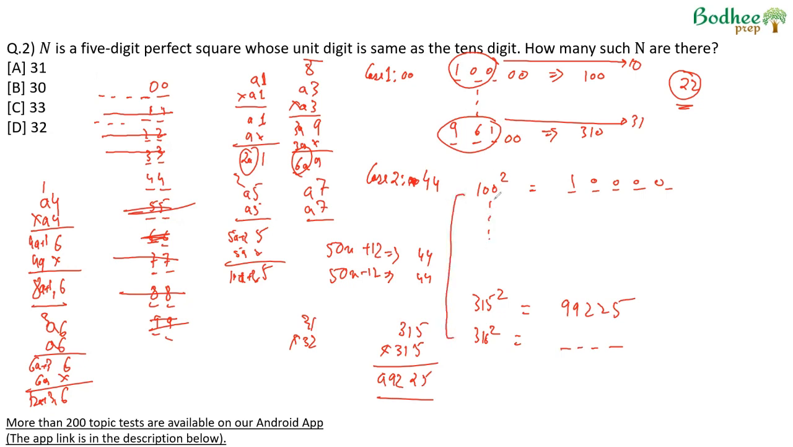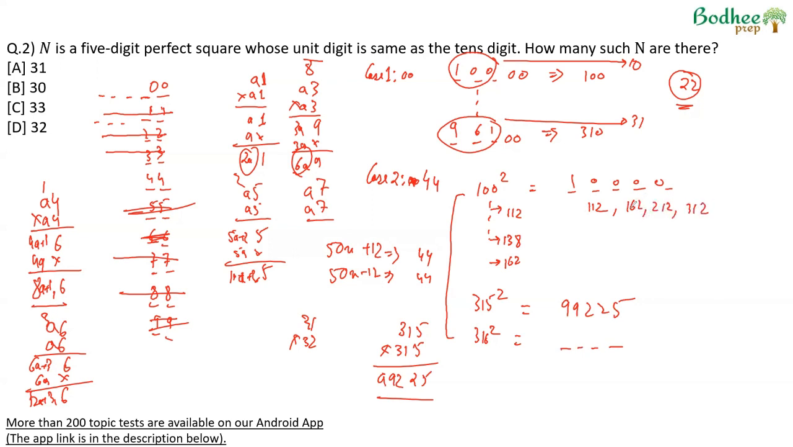Now, here I will look at numbers which are in the form of 50n plus 12, 50n minus 12. So the first number here will be 50n, where n is 2, so 112. When n is 3, 150 plus 12, 162. So basically 112, 162, 212 and 312.